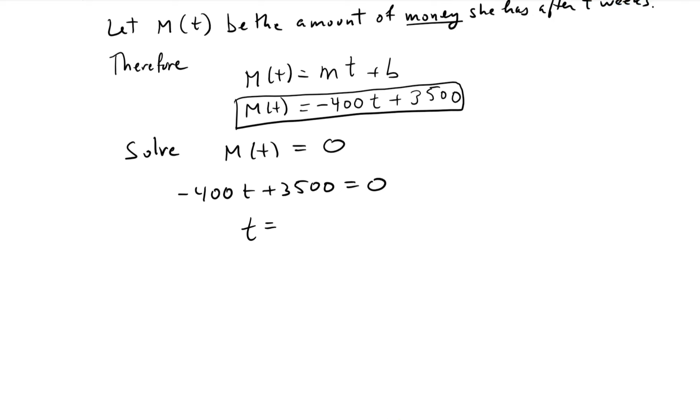So t is going to be 3,500 over 400, and that's basically 8.75. And that's in weeks, right? So I can leave my answer like this. I've also converted the 0.75 weeks. That's roughly 5 days and something. So I'll just write she can stay 8 weeks and 5 days.